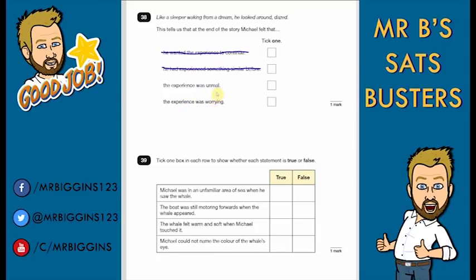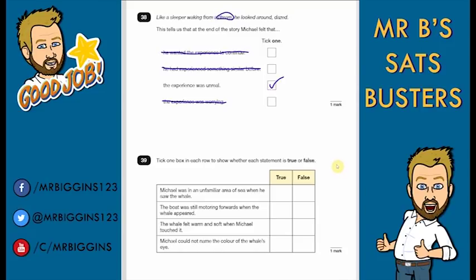Okay. Now we have the experience was worrying and the experience was unreal. Now, with this one, you would want to go with the experience was unreal. So when we're talking about a dream, that is the key word. Okay, a dream is unreal. Things happen there that don't normally happen. Okay, you don't always wake up worrying from dreams and things that you've had. So from this one, we would tick the experience was unreal.